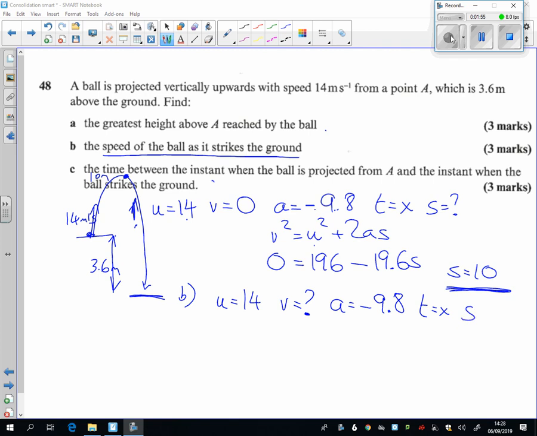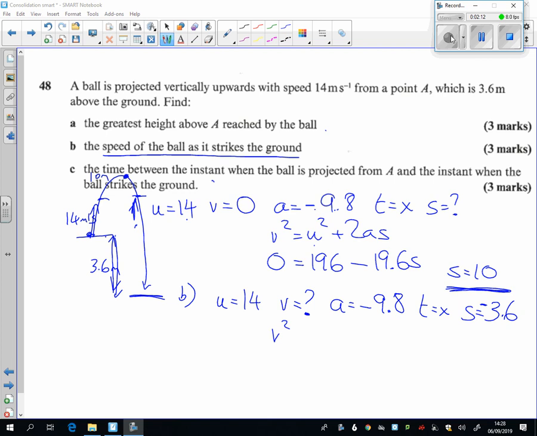And s. Now, you can go wrong if you put a 3.6 here. It's not 3.6. 3.6 meters is here. We want to go down 3.6 meters. So that needs to be a minus. Let's go with this then.